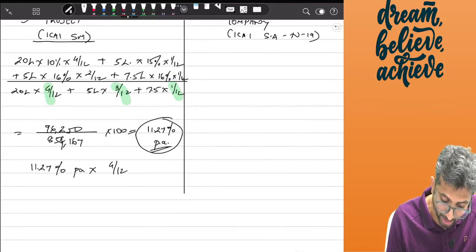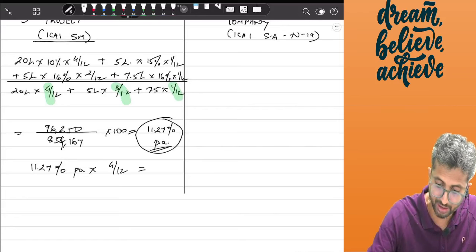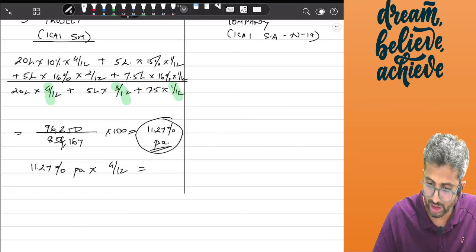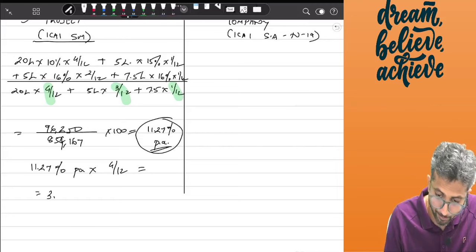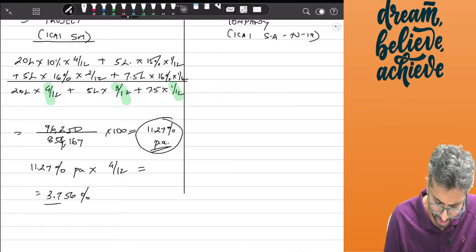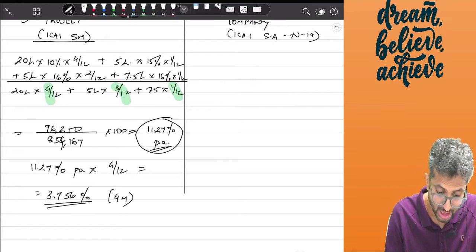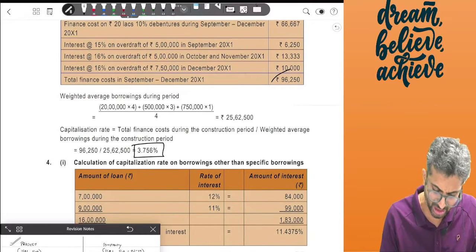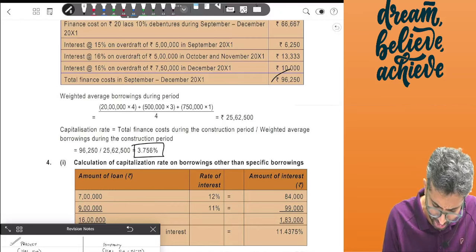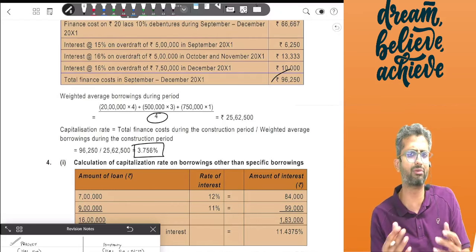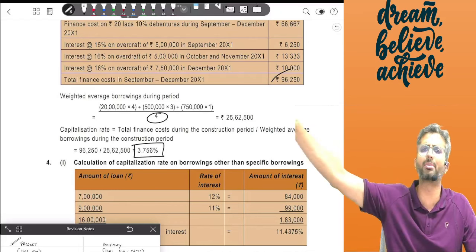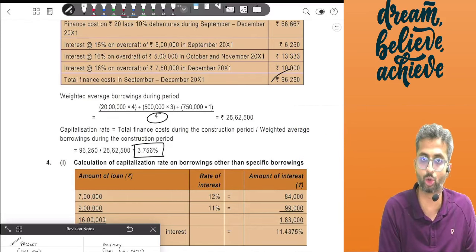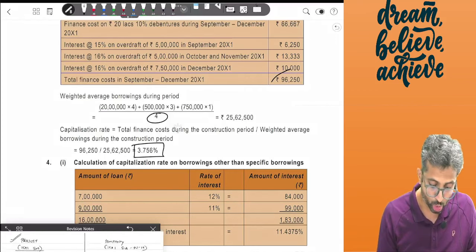Then for 4 months, which is the project period, this is 11.27 into 4 by 12 and you will get exactly 3.756. This is the rate for 4 months, which is what you will see in the printed solution, 3.756 exactly. What they have done is they've just taken 4 as a base. Having said that, if you even take 12 as a base, no problem, your answer will come as a percentage per annum rate. This is the WABR to be used only for this particular project. So this is what you should do if it comes in the exam.